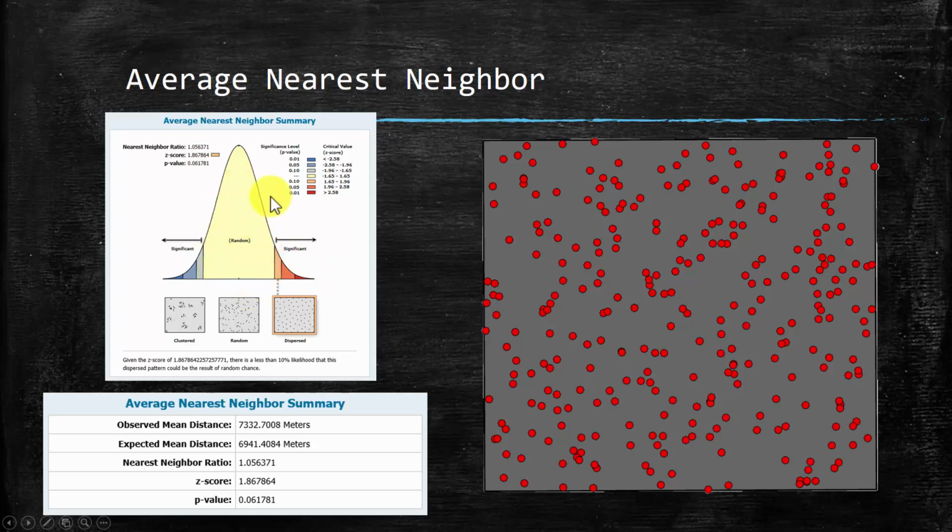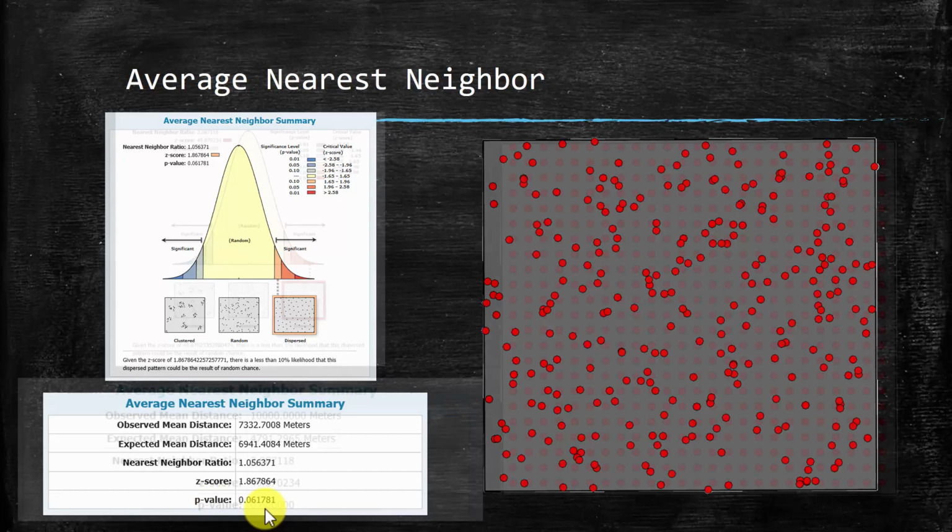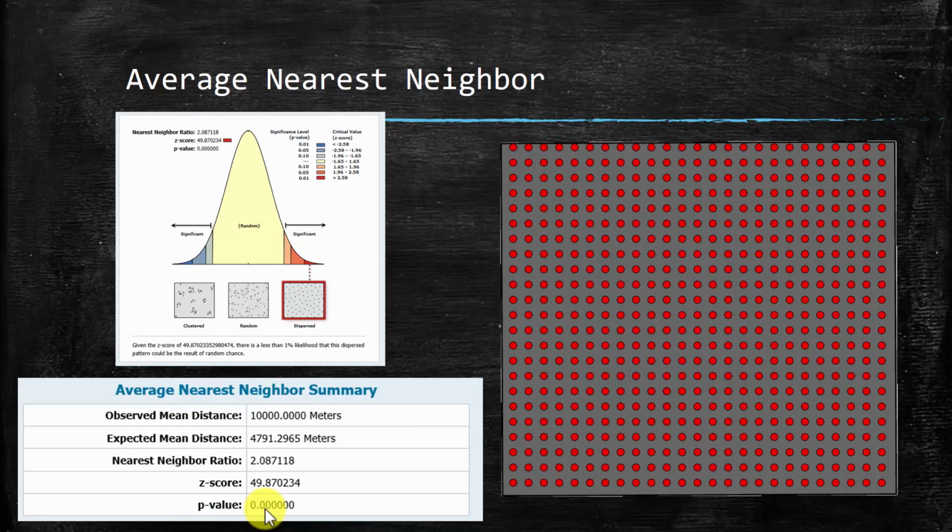I thought this was an interesting result because I did actually create this with a random generator, and I actually got a slight dispersed pattern. But again, that depends on your threshold. So note with this, we're basically comparing the observed mean distances between points, a point and its nearest neighbor, with an expected value. From that we get this nearest neighbor ratio, from that we get a z-score, and from that we can calculate a p-value.